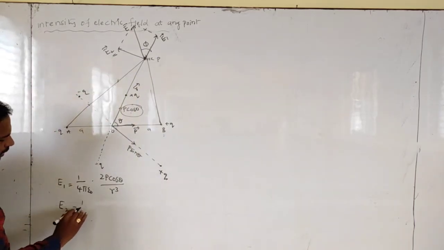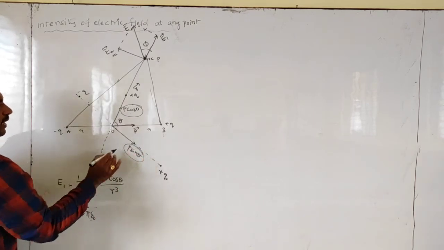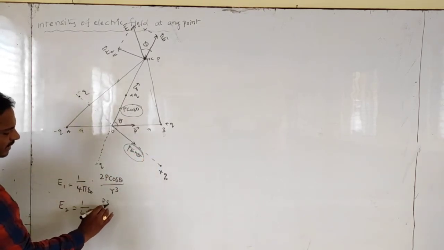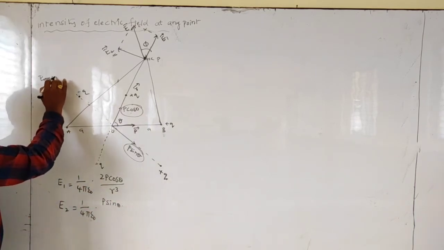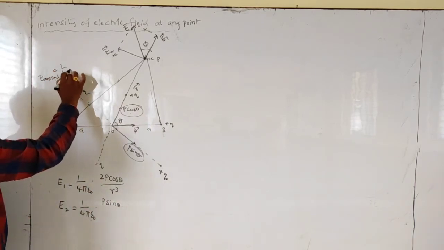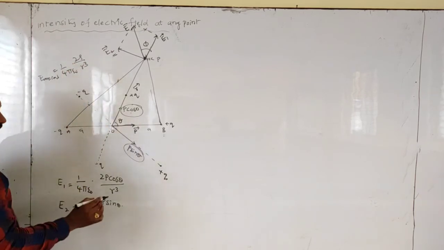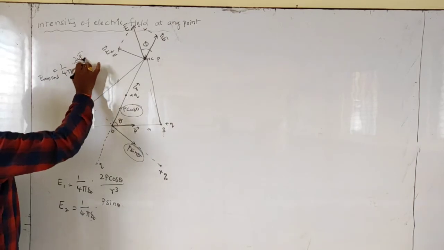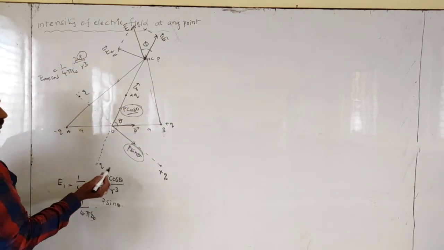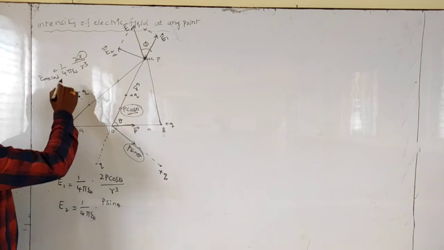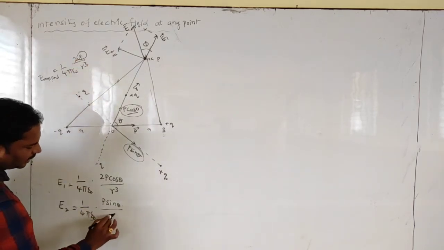This is due to the equatorial line. So E2 equals 1 by 4 pi epsilon naught, and in place of p we have p sin theta. Actually, the E axial formula is 1 by 4 pi epsilon naught 2p by r cube, and in place of p we write p cos theta. If it is an equatorial line, it is only p by r cube, so p by r cube.